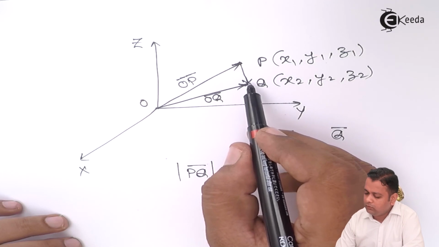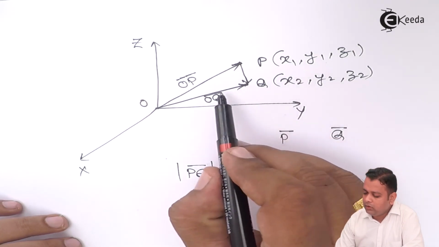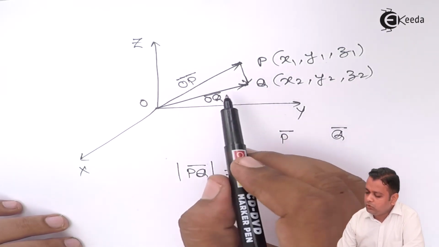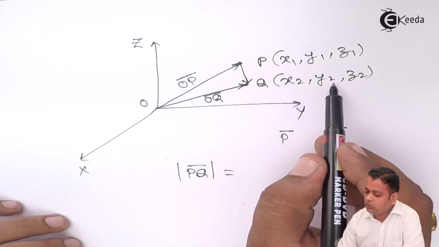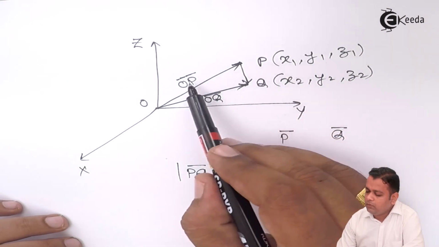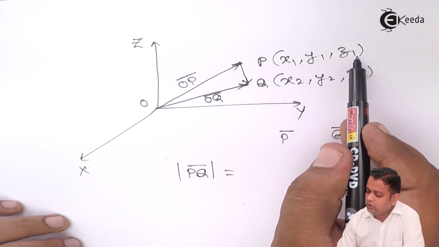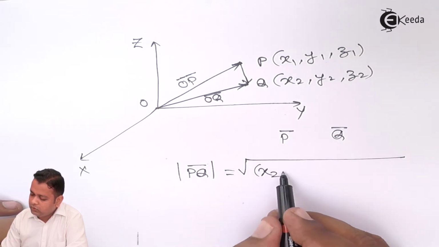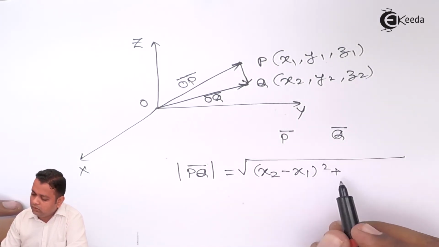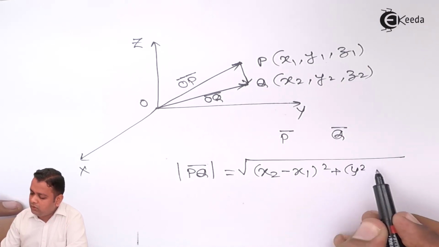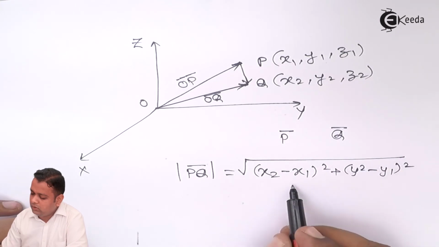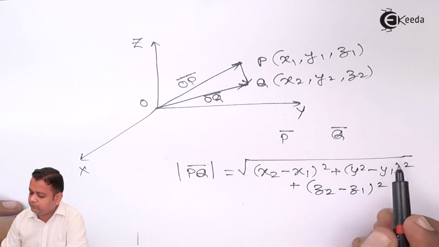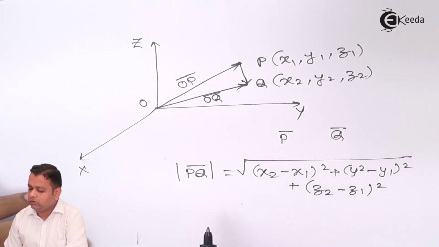So simply PQ bar is nothing but OQ bar minus OP bar. OQ bar with the coordinates x2, y2, z2, OP bar with the coordinates x1, y1, z1, we can simply write the distance formula: under root of (x2 minus x1) whole square, not just x2 minus x1 square, sorry, bracket square, plus (y2 minus y1) square plus (z2 minus z1) square. So this is the distance formula.